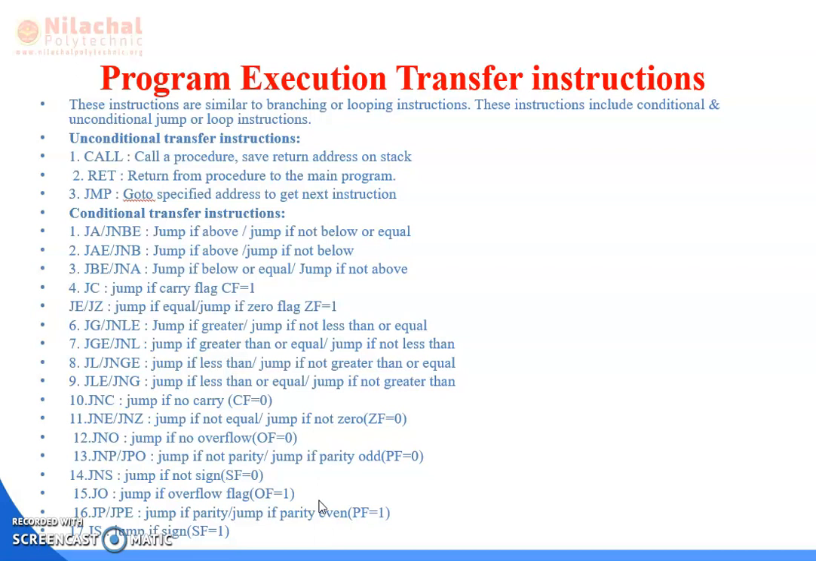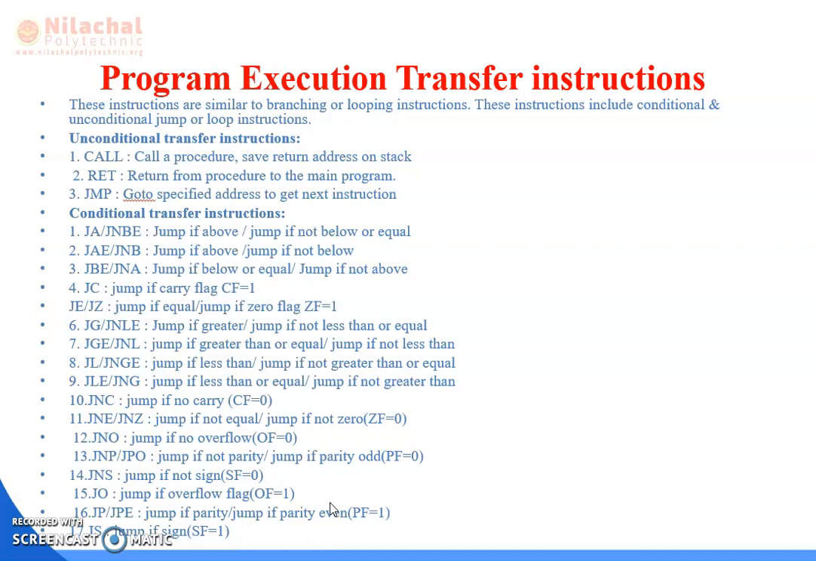Then JNC means jump if no carry, that is carry flag is 0. Then JNE or JNZ, that means jump if not equal or jump if not 0, that is zero flag equals to 0. Then JNO, jump if no overflow, that is overflow flag equals to 0. Then JNP or JPO, jump if not parity or jump if parity odd, that is parity flag equals to 0. Then JNS means jump if not sign, that is sign flag equals to 0.